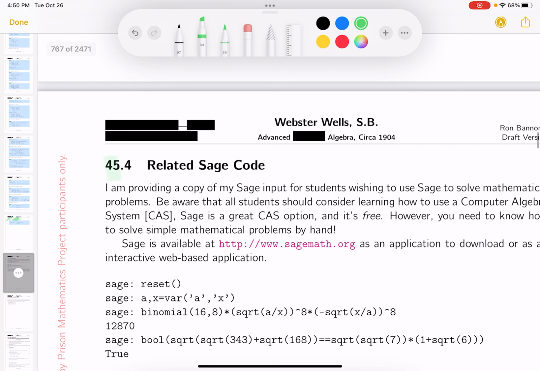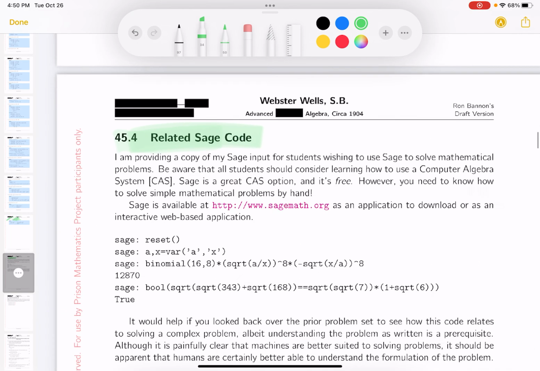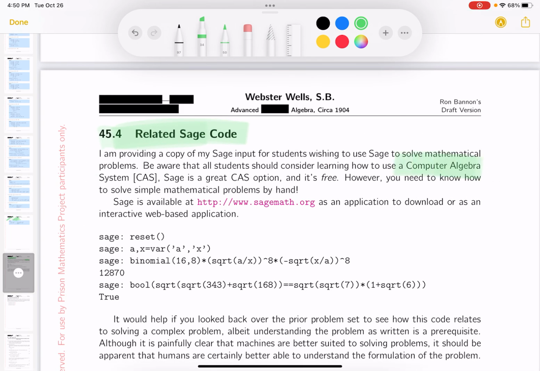All right? I'm also going to point out related Sage code. What's Sage? It's a computer algebra system, or a CAS. It's open source software, meaning it's free for you to download or use the interactive web-based application. And you could try some of this code. My real concern is this, though.